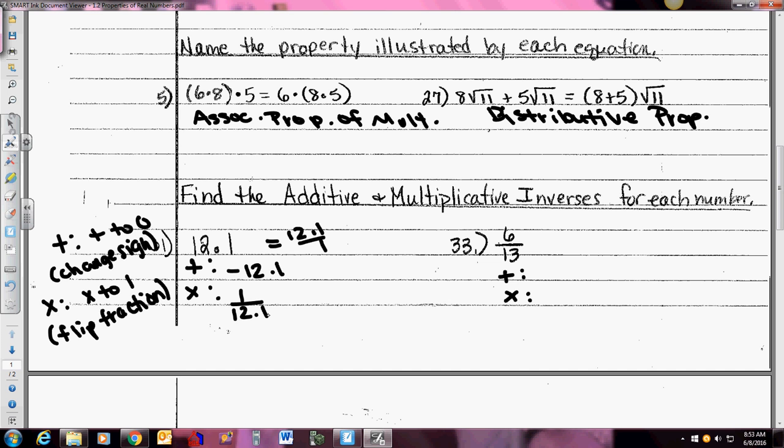Well, that's still, again, that's weird. For right now, that's okay. If we change 12.1 to a fraction, it's 12 and 1/10, right?